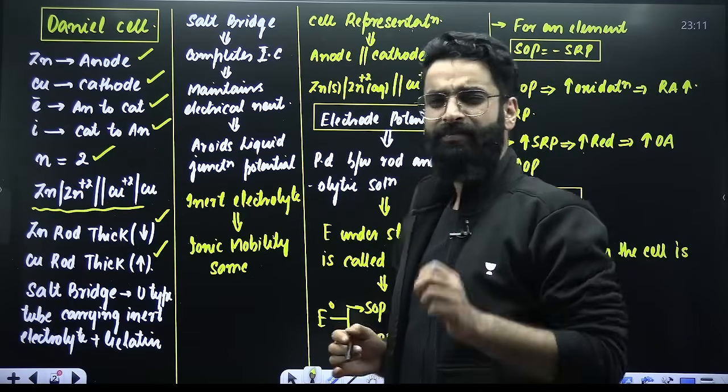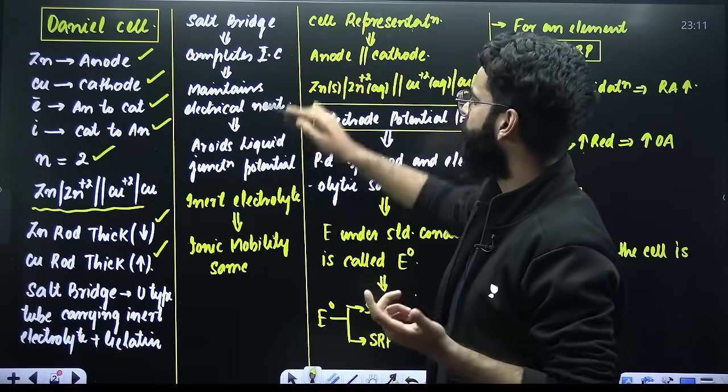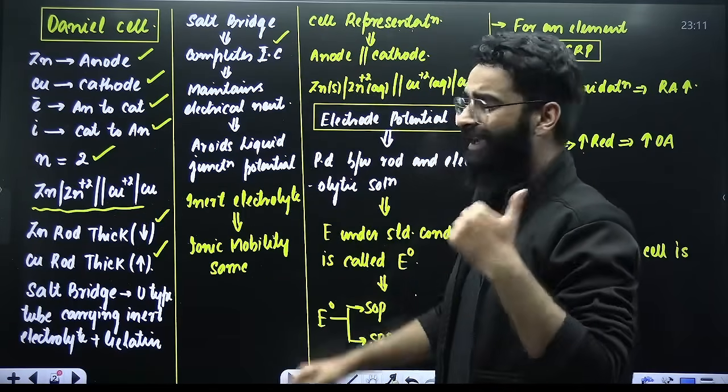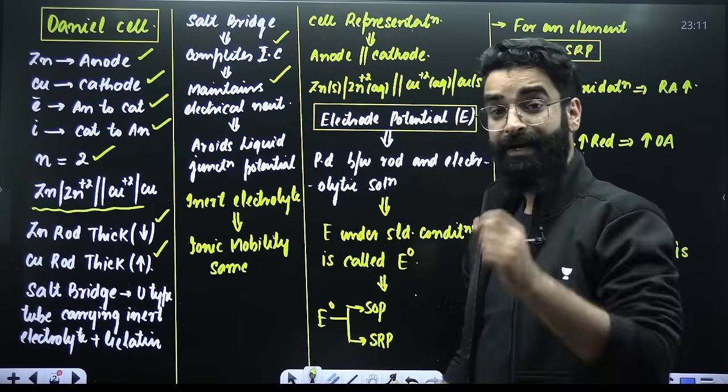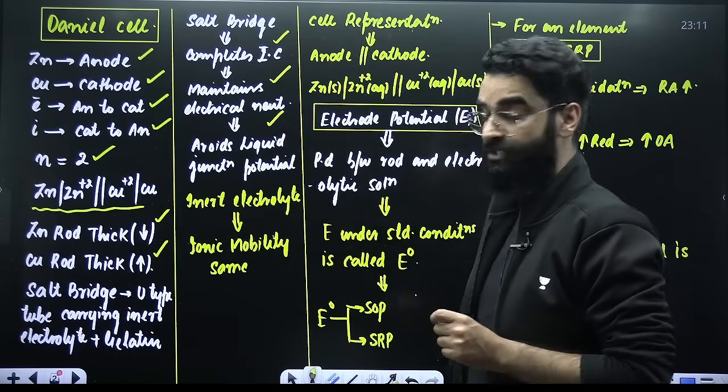Now, what are the functions of the salt bridge? It completes the internal circuit. It maintains the electrical neutrality. It avoids the liquid-liquid junction potential as well.